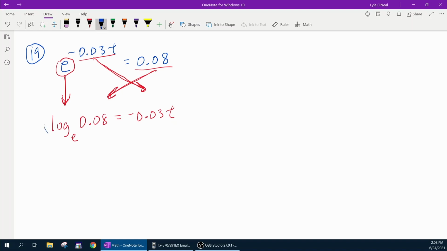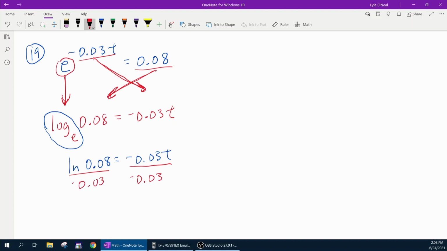And then we can simplify. We know that log base e is natural log of 0.08 equals negative 0.03t. And now we have one more step. In order to isolate the variable, we need to divide both sides by the coefficient of t, negative 0.03.